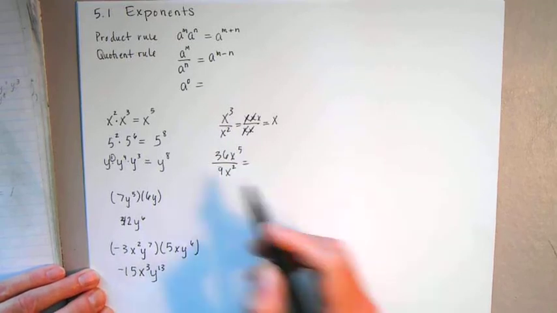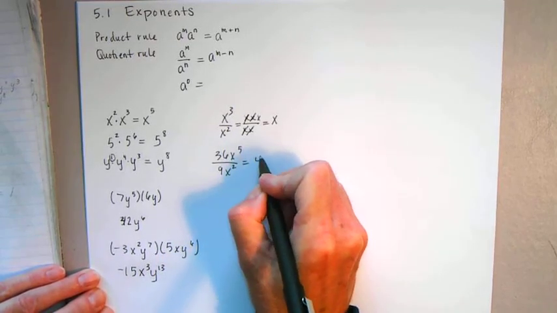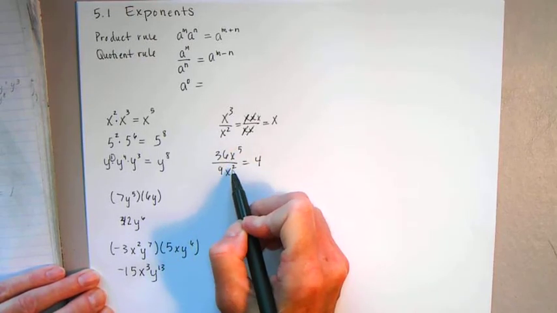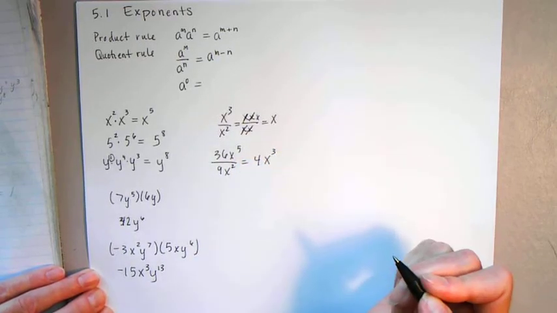So, 36 divided by 9, I just do like I always have. The coefficients stay the same. But then, the base is the same, so I'm going to just go 5 subtract 2. 5 subtract 2 is x to the 3rd, isn't it?